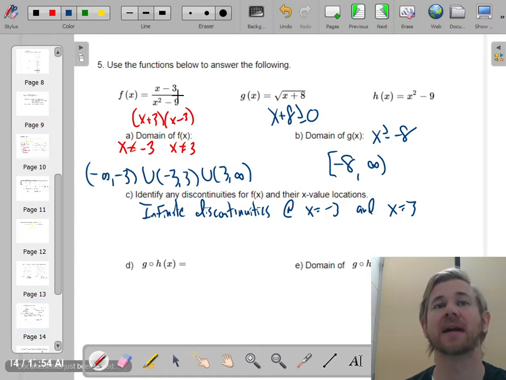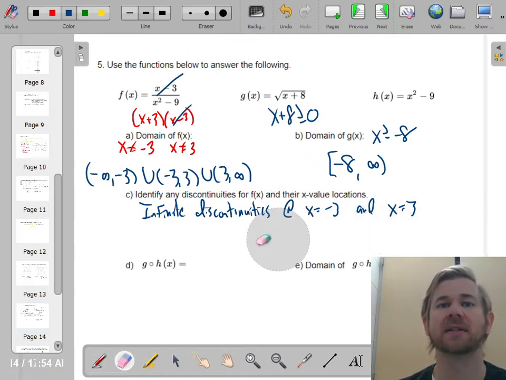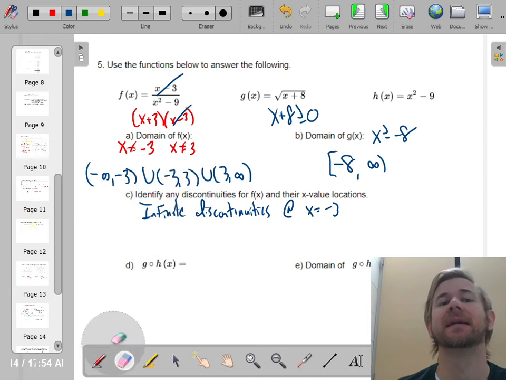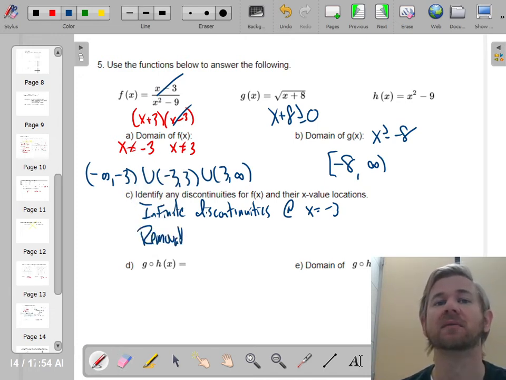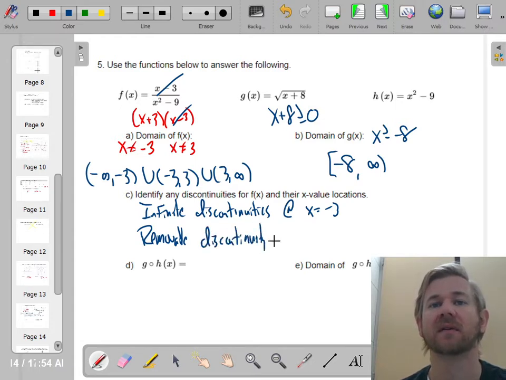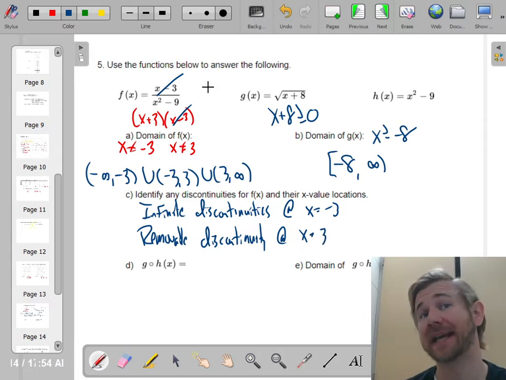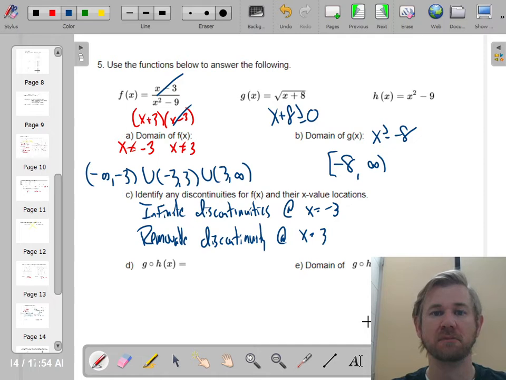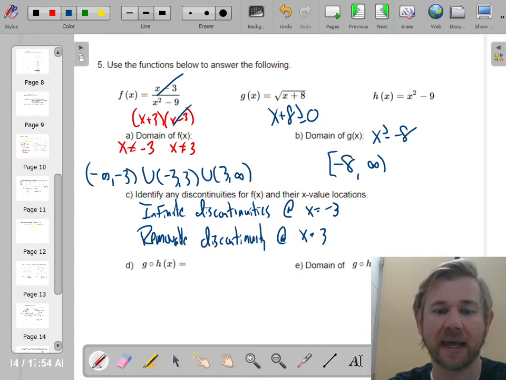Since the factor, actually this one, I'm sorry, I didn't even look at the question. That's wrong. One of these is going to be removable. There's an infinite discontinuity at -3, but this cancels out actually. So that means there is a removable discontinuity at x equals +3. So since this factor cancels out, that's actually a removable discontinuity. So there's an infinite discontinuity at -3, and there's a removable discontinuity at x equals 3.